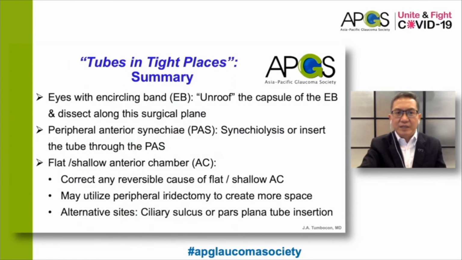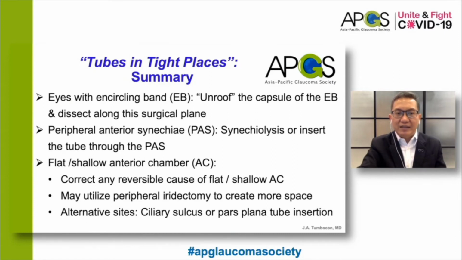So in summary, in eyes with a pre-existing encircling band, you need to unroof its capsule and dissect along the surgical plane that is created. With eyes with peripheral anterior synechiae, you could do synechiolysis and insert the tube through the PAS, but make sure that there's no posterior pushing mechanism present.